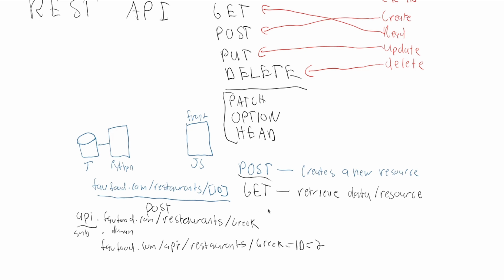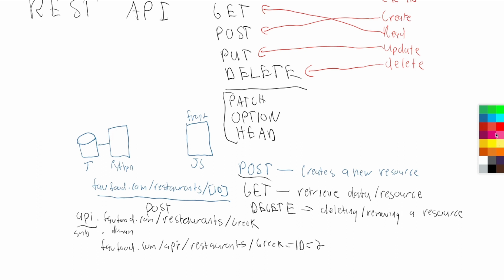Now delete, I don't think I really need to, this one's always the easiest to explain. Delete just means deleting or removing a resource. Okay, now the last one I'm going over is put, and there's a reason. Because put is a little special. We need to know this for our exam. A put request just changes or again updates.